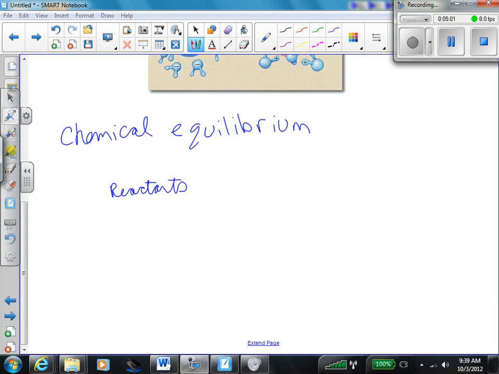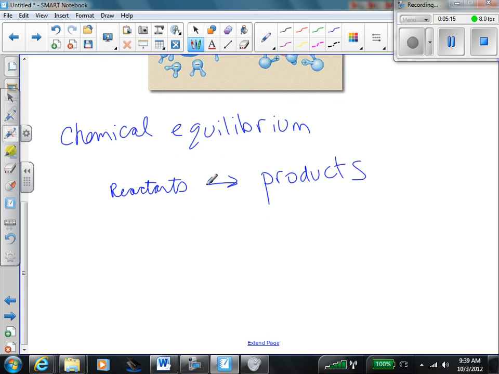Another new term, chemical equilibrium. What we have learned so far is the concept of reactants making products. That's all we know, that a reaction goes to completion. When we see a single arrow, as shown here, that means the reaction goes to completion, assuming that you have enough of each reactant, no limiting reactant, for the reaction to go to completion.